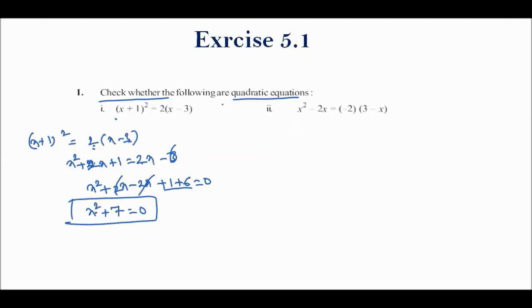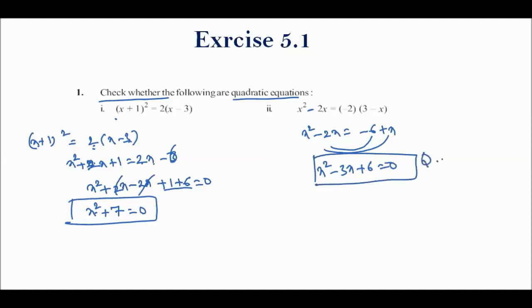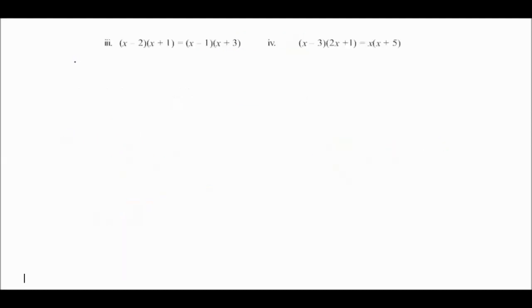Okay, so next one. Here we have to find whether it is a quadratic equation or not. So x square minus 2x is equal to minus 2 into 3 minus 6, minus into minus plus x. So it will go here, it will go here, and x square minus 3x plus 6 will come. Okay, it is a quadratic equation.